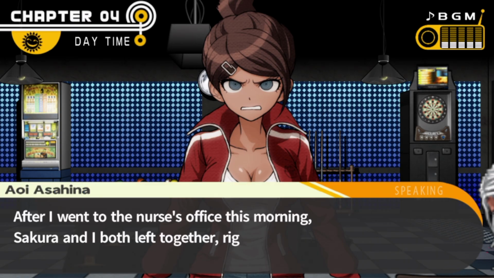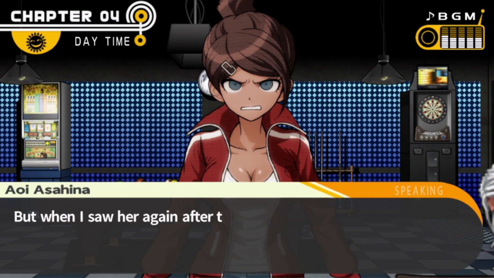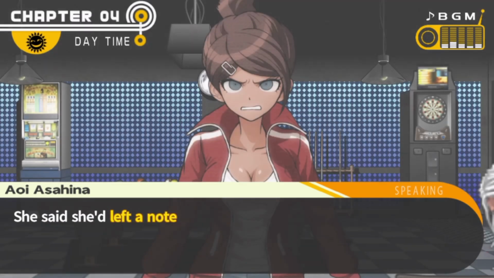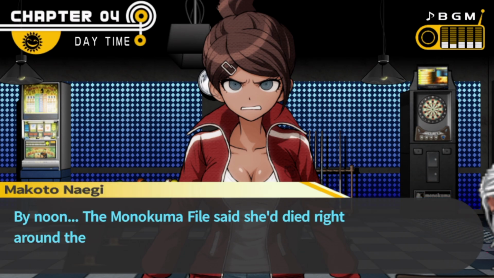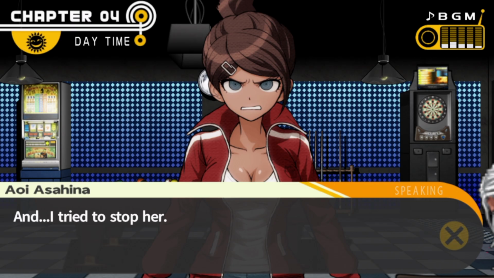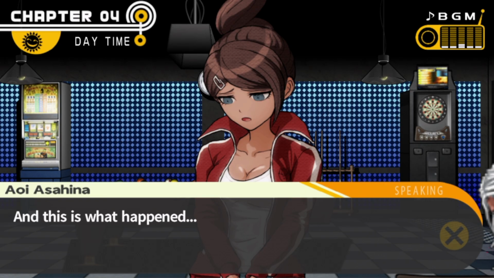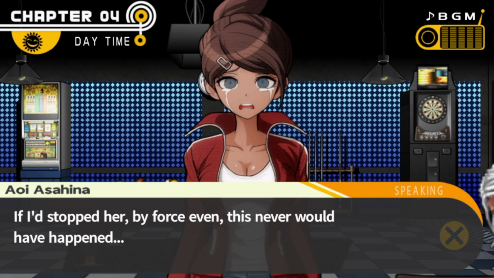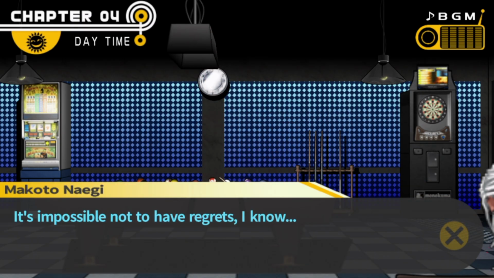What? After I went to the nurse's office this morning, Sakura and I both left together, right? Well, eventually she went off on her own. But when I saw her again after that, she told me. She said she left a note for each of them. She asked them to meet her in the rec room by noon. By noon? The Monokuma file said she died right around then. I'm telling you the truth. I heard it from Sakura herself. And I tried to stop her. But she wouldn't listen. She said not to worry, that she just wanted to talk to them. And this is what happened. If I'd stopped her, by force even, this never would have happened. Oh, Hina. It's impossible not to have regrets, I know.